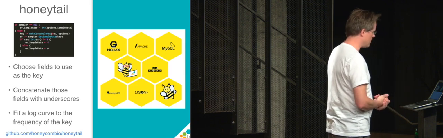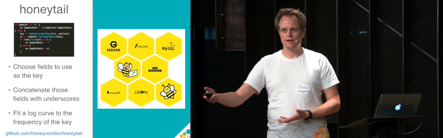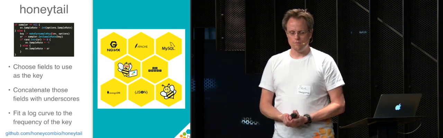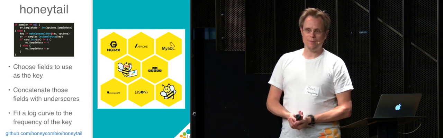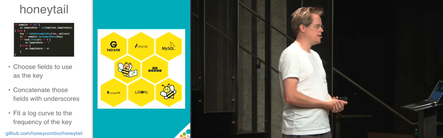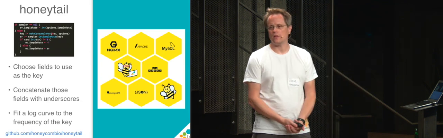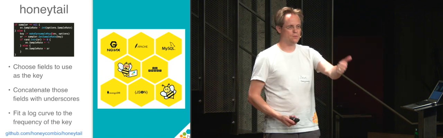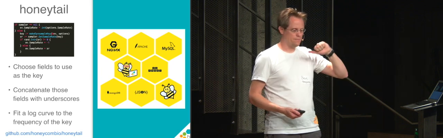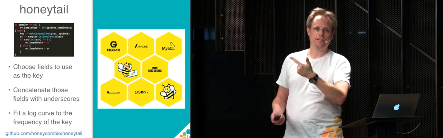Honeytail is a daemon that we wrote that reads log files and sends that data into Honeycomb. It uses the dynamic map sampling. You pass it the keys you want to use. So let's take for example, you're reading an Nginx log. You could ask it to use the HTTP status code and the user agent field as your key.